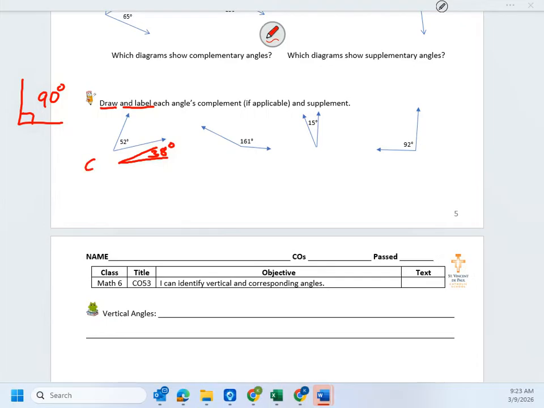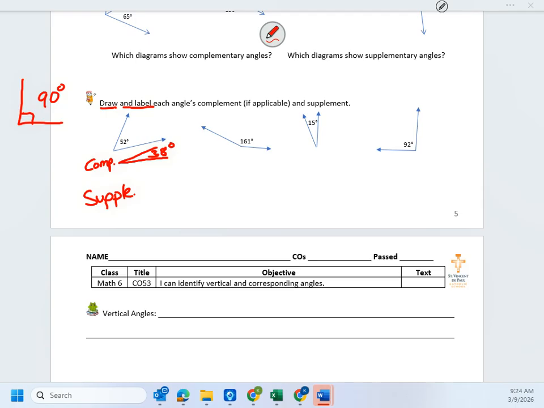Then I'm going to say this is the complement, and this is my supplement. So if my complement was 38 degrees, 52 plus 38 equals 90 degrees. How do I find its supplement?